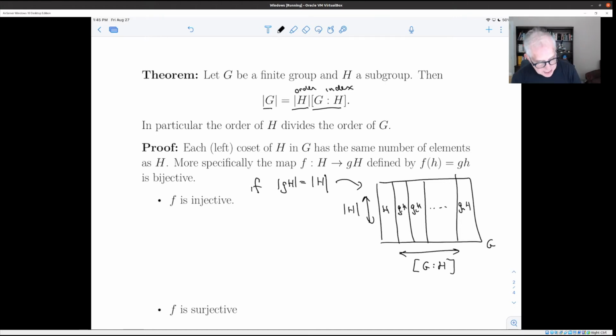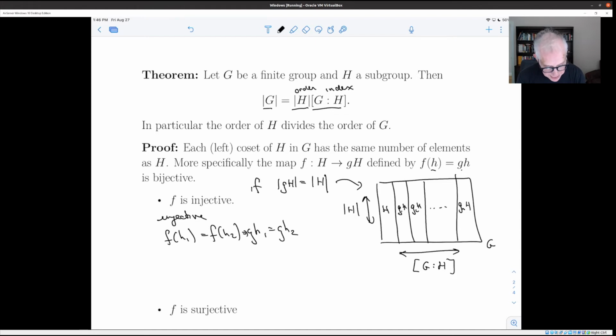The simplest way to do it is to construct a map which is a bijection. We're going to give a bijection from H to the coset gH. The map just takes an element h and multiplies it on the left by g. And we're going to show that this is injective and surjective. It's injective because if f of h1 equals f of h2, that means that gh1 is gh2. And now we multiply both sides by g inverse.